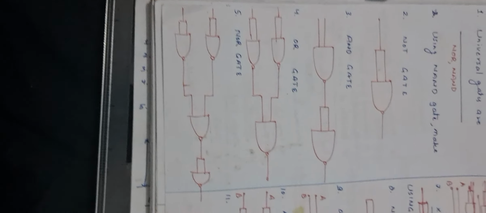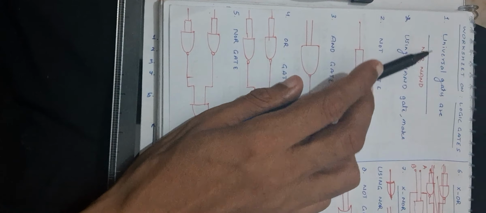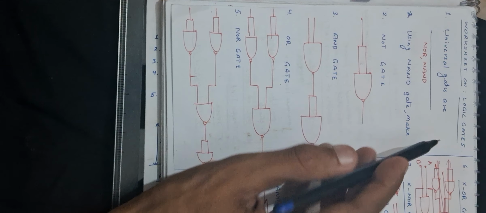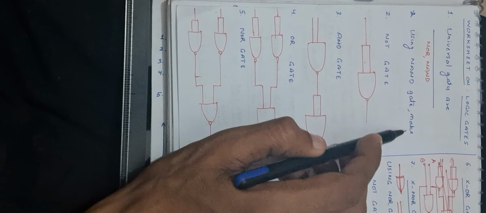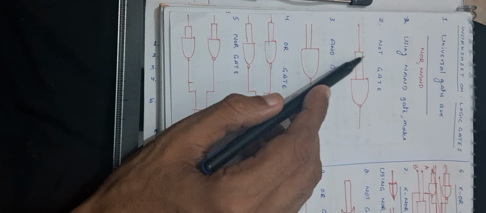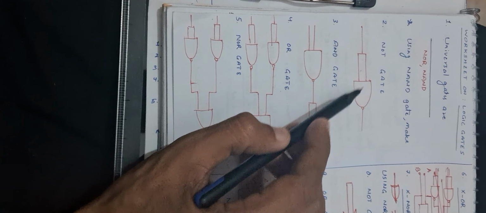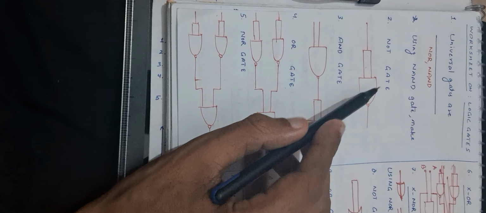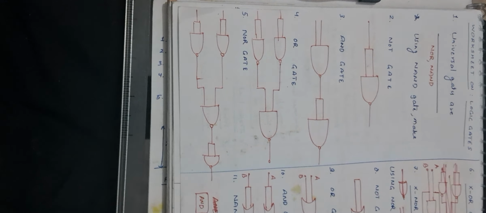So, let's begin. The first question is: universal gates are? These are NOR and NAND gates. Now, using a NAND gate, make a NOT gate. Just make the inputs equal, and that will function as a NOT gate. It can be verified by the truth table.